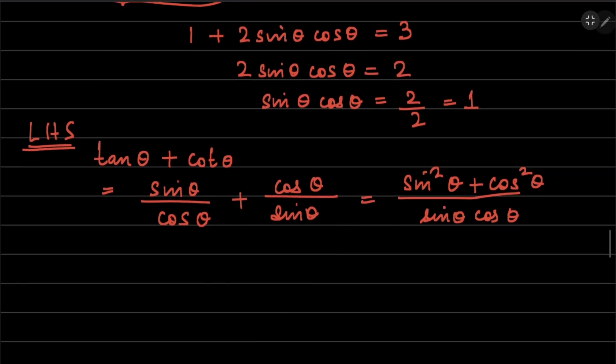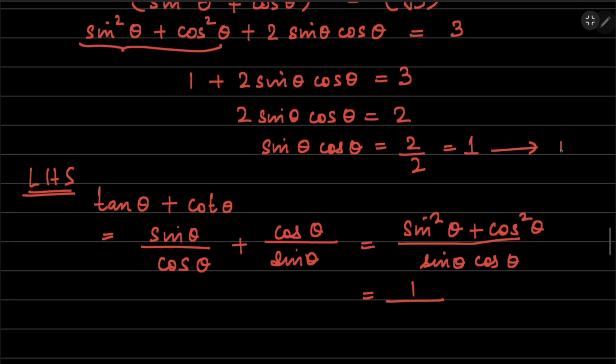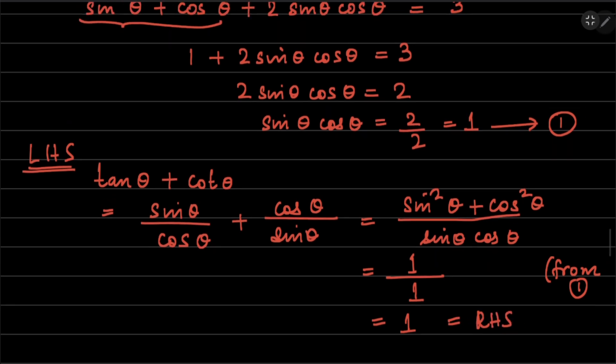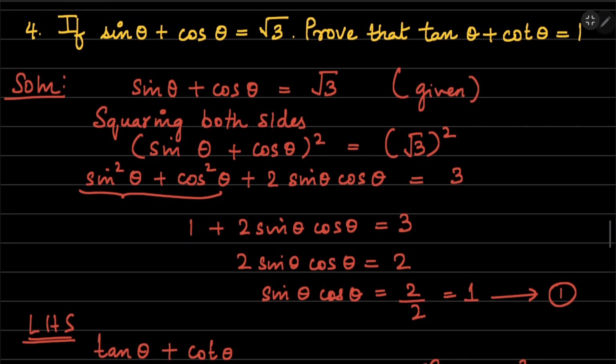Now this is equal to, what is sine square plus cos square? We know it's 1. What is sine theta cos theta? So probably you can write this as equation 1. So from equation 1, we know sine theta cos theta is equal to 1. And 1 by 1 is equal to 1. Is equal to RHS. Hence proved. So this is how you have to do. First of all, based on what is given, we have evaluated it.